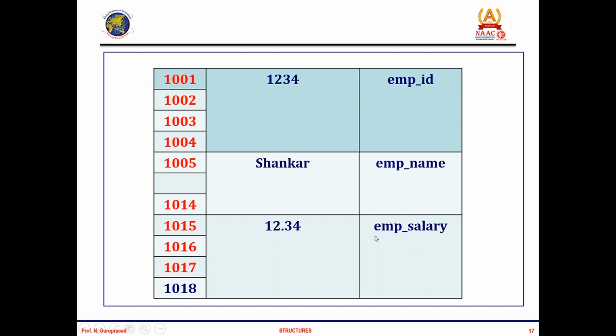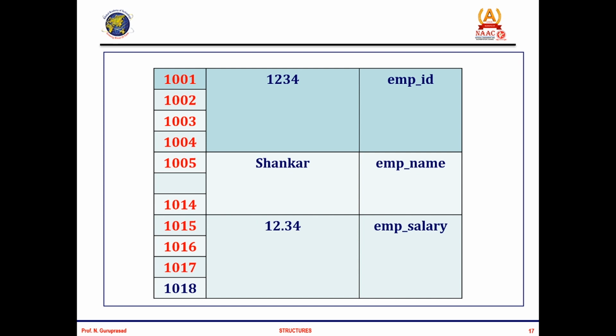And the salary of an employee is a float data type. Let's assume it takes 4 bytes. So we have 1015, 16, 17, 18. So when you look at the ID, name, and salary of the first employee, it is stored all the way from address 1001 to 1018.